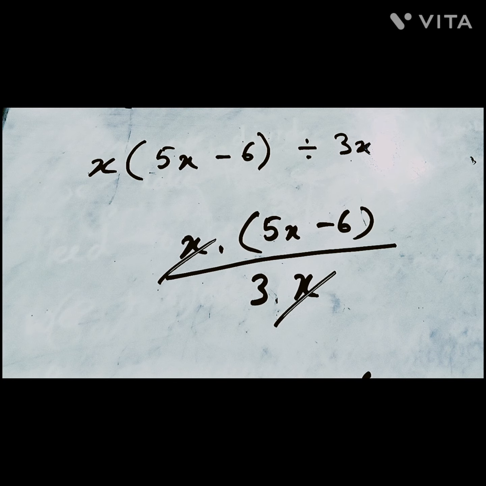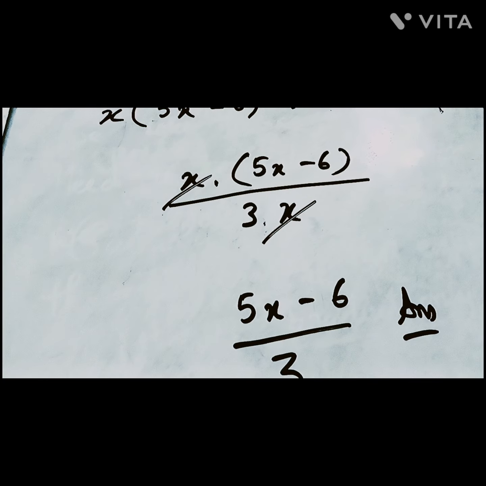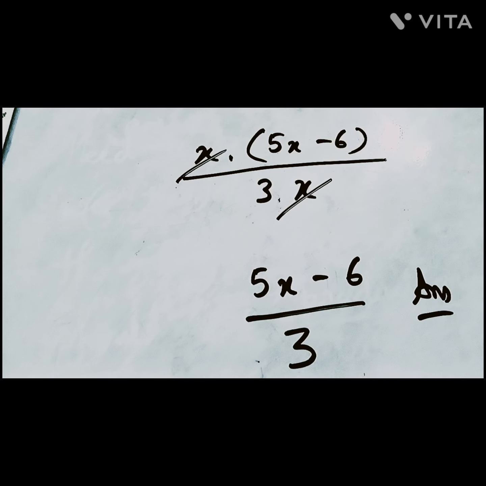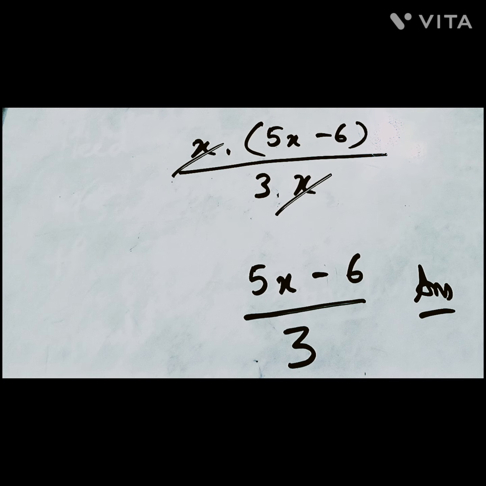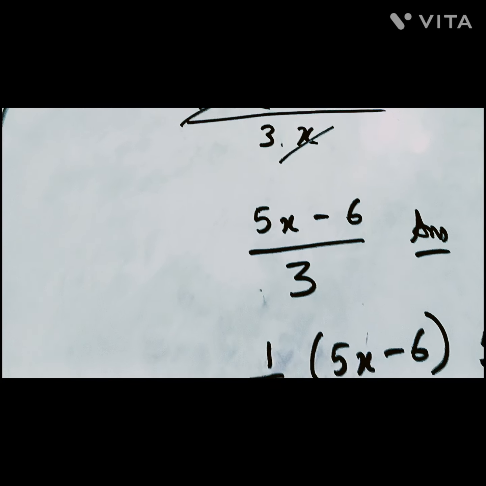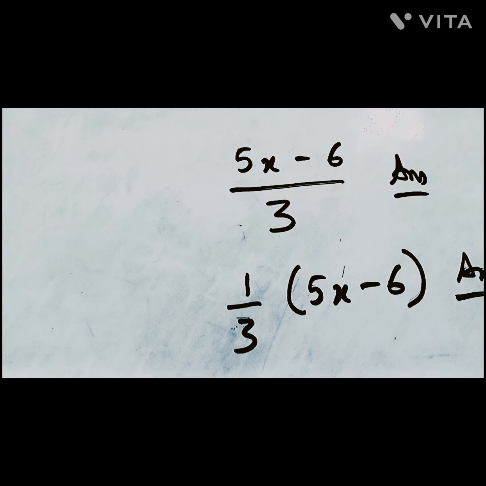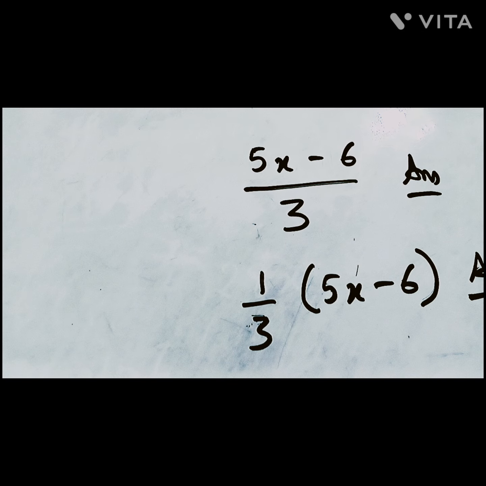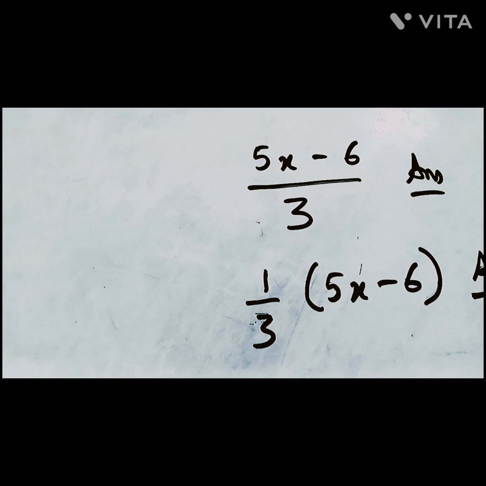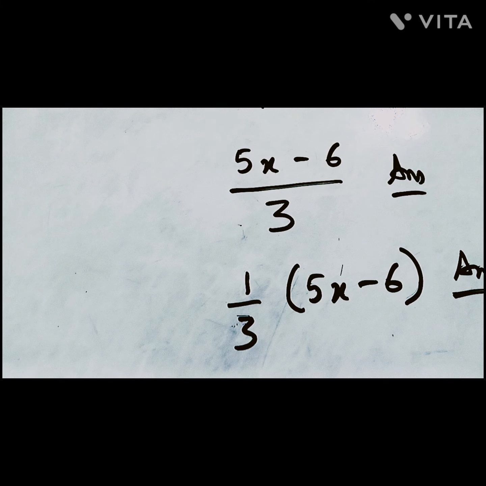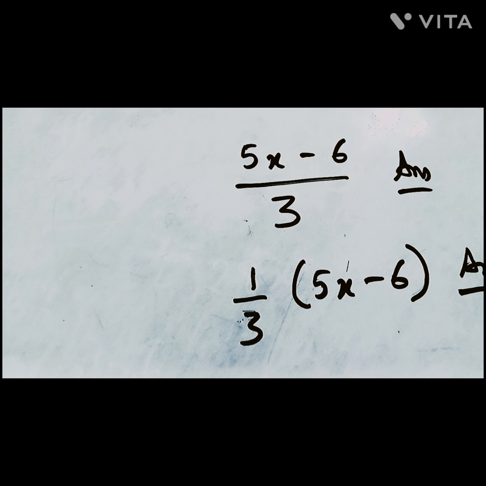So x and x are cut. What is remaining is 5x minus 6 divided by 3. You can leave it here, and you will get full marks. Or you can further write it as 1 by 3 into 5x minus 6. So both the answers are correct. In both ways you will get full marks.